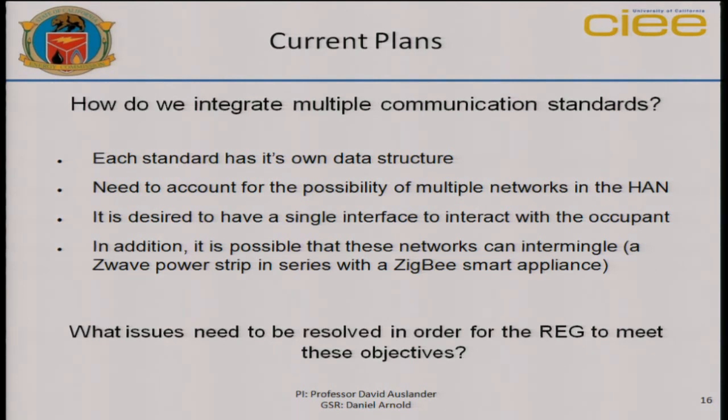In addition, it's also possible that these networks can intermingle. By this I mean that you could have, for instance, a Z-Wave power strip in series with a Zigbee smart appliance. And this creates some interesting issues for control, because if you actuate this smart power strip, you're going to lose the ability to control that Zigbee smart appliance. So we have to think about these relationships, how they're structured in the code, and how we make the resident aware of the systemic effect of their actions.